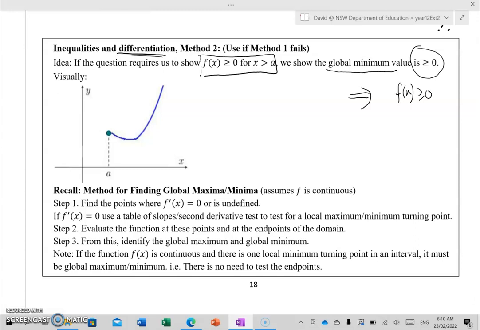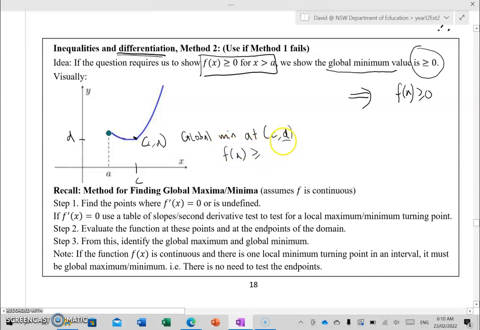Okay, so visually you can sort of see that this is some sort of function here. You don't need to know how to graph the function, but the key thing is that if you can work out the global min here, so imagine the global min is at some point (c, d). Because I know the global min is at the point (c, d), I can say the whole function will be greater than or equal to the y value there. So therefore f(x) is greater than or equal to d for the domain.